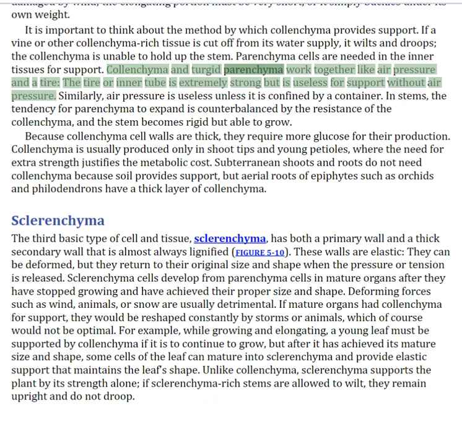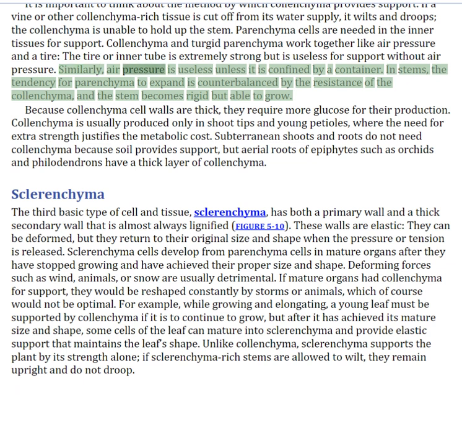Collenchyma and turgid parenchyma work together like a tire and air pressure. The tire or inner tube is extremely strong but is useless for support without air pressure. Similarly, air pressure is useless unless it is confined by a container. In stems, the tendency for parenchyma to expand is counterbalanced by the resistance of the collenchyma, and the stem becomes rigid but able to grow.